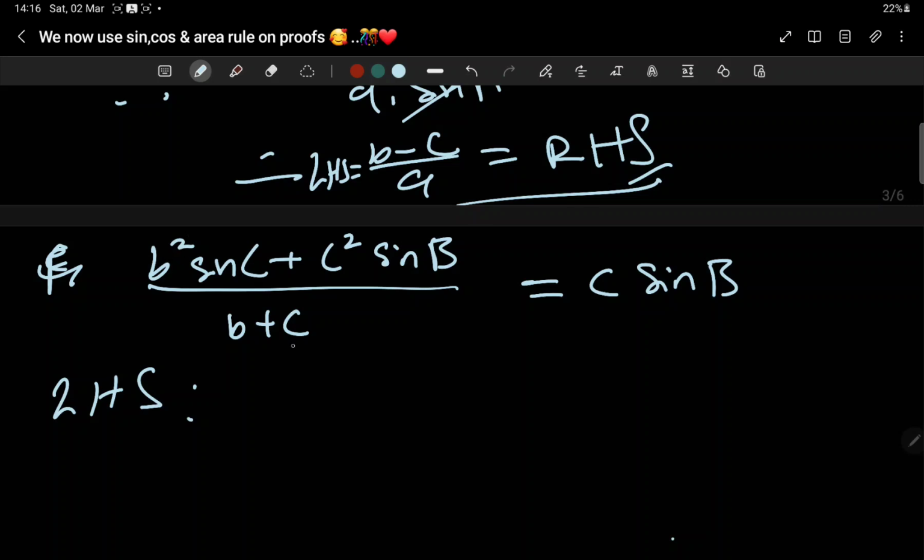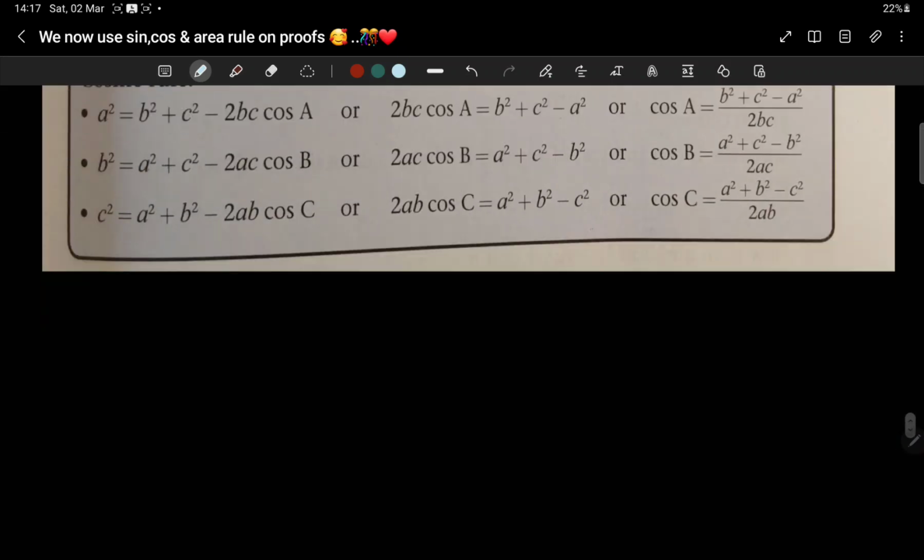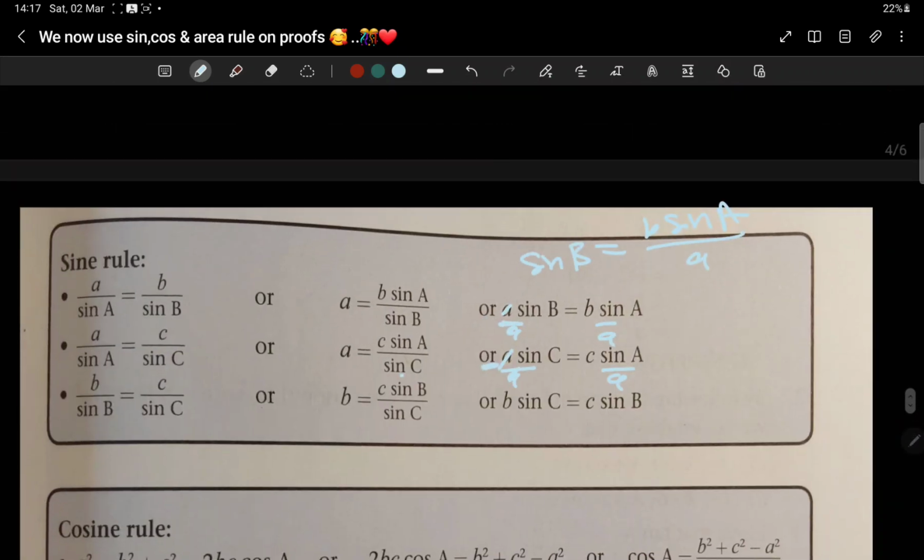Okay, we have B squared here, so B squared can be written as B times B. If we can say B sine C, so that we can have B sine, because this one will be easy to change. Then B times B sine C, and that's C squared. Let's leave this one for now, since we have sine B, and also the C. B plus C. Then B sine C on our notes, where is it? B sine C, there it is.